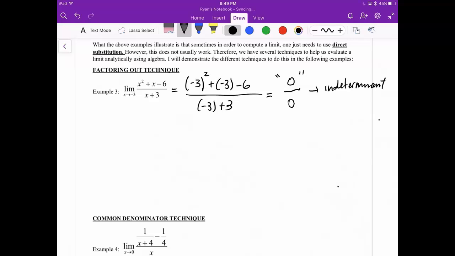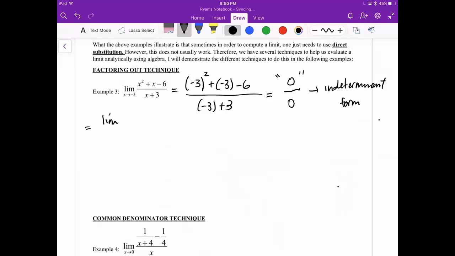Okay, and what an indeterminate form is and what it means is that I don't really know the answer right now. Basically what an indeterminate form signifies is that I have to do some more work, I have to do some algebra in order to figure out what the answer is. And the algebra that we're going to do here is factoring. So what we're going to do is we're going to factor that numerator.